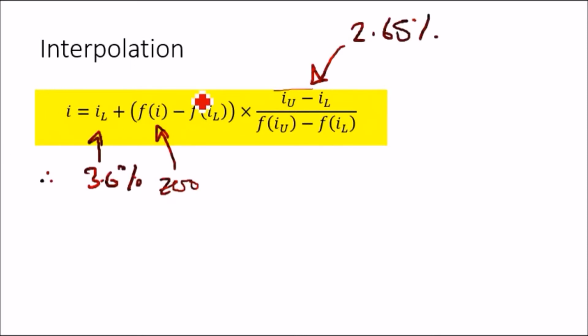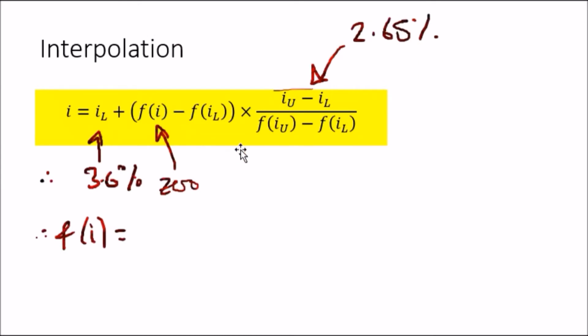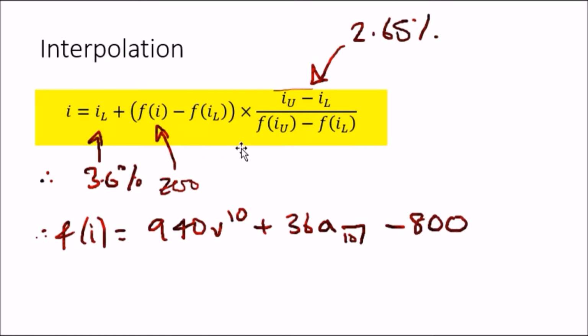Oh yeah, the function itself, we need to define that. The function of I is actually given by the equation of value when I set it to 0. So when you set it to 0, this equation is 0. So this will give us a figure. Using the original equation, it's going to be 940 times v to the power 10 plus 36, something like this. And to make it 0, we need to subtract 800 from both sides. So this is our equation we'll be using. And we know that this is set to 0, because that means whatever value for I makes this equation 0, that is our yield.